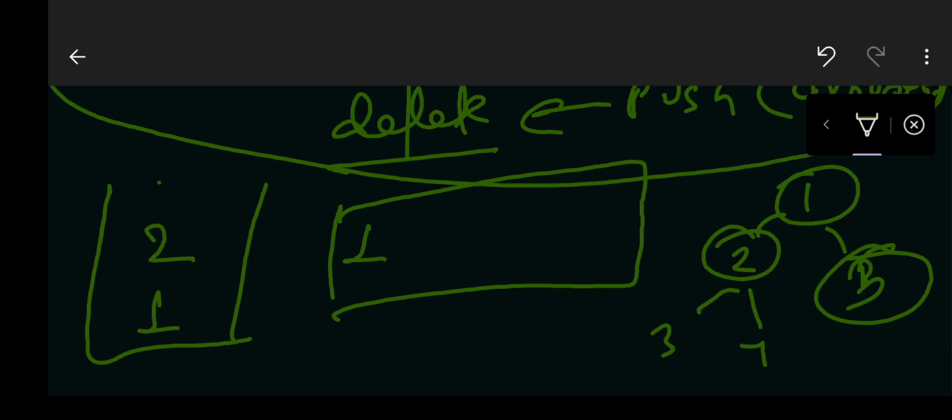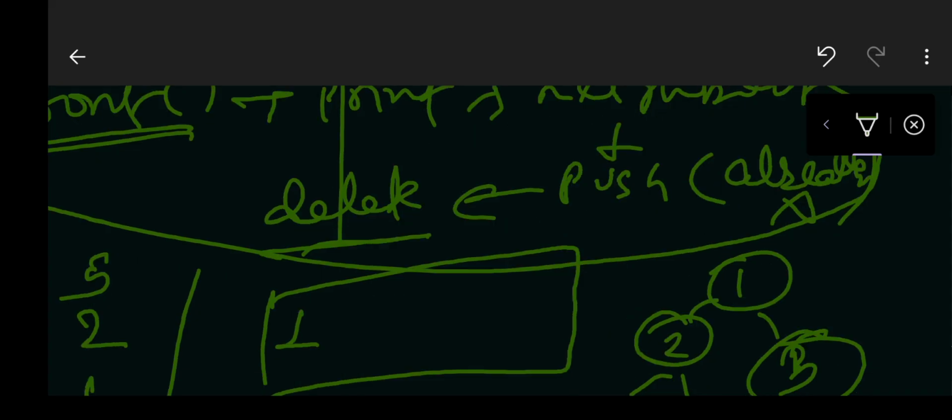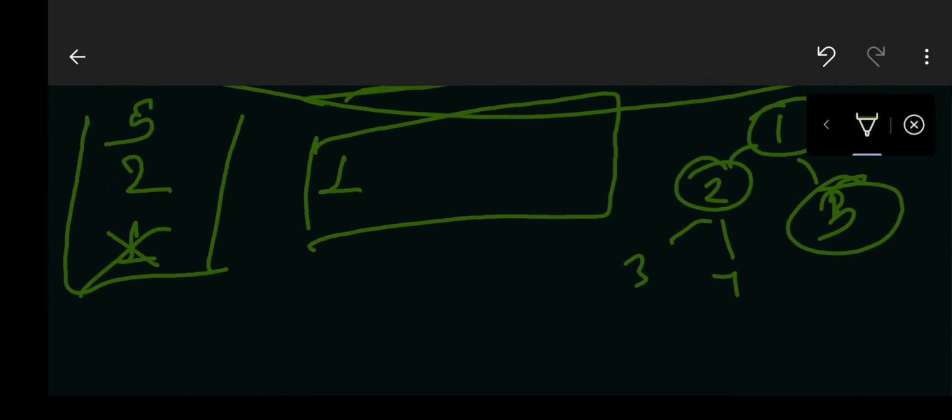Now you go to the other neighbor which is 5 and you ask, hey 5, are you already present in the queue? 5 says no bro, I'm not there, so you push it. Now after pushing, you delete the frontmost element. After that you do the same thing again. You go to the frontmost element.